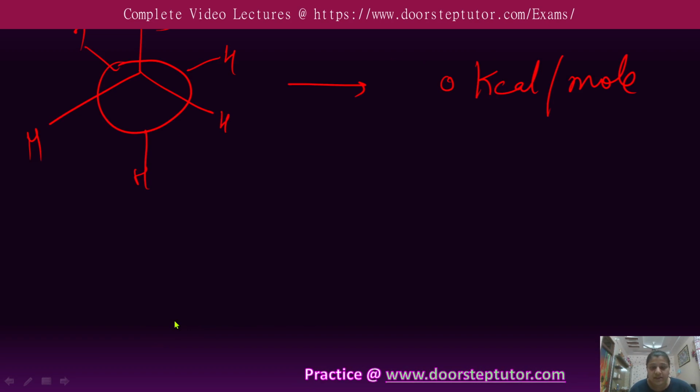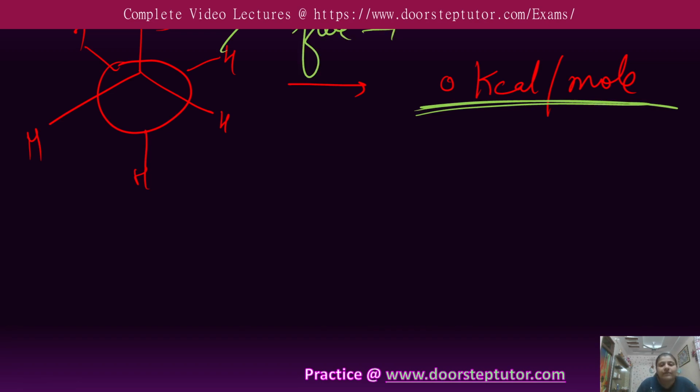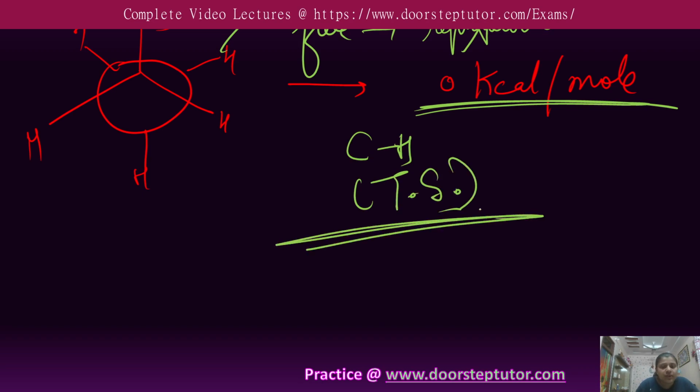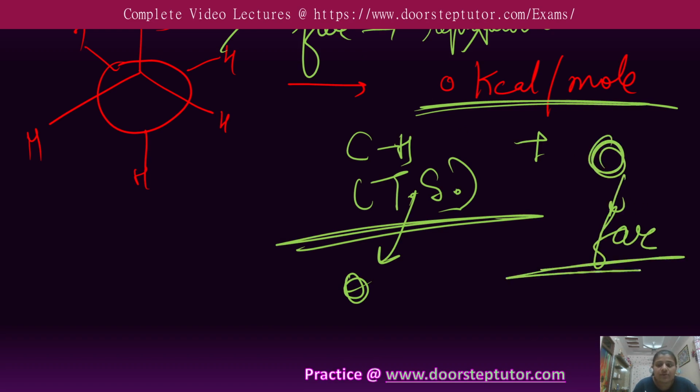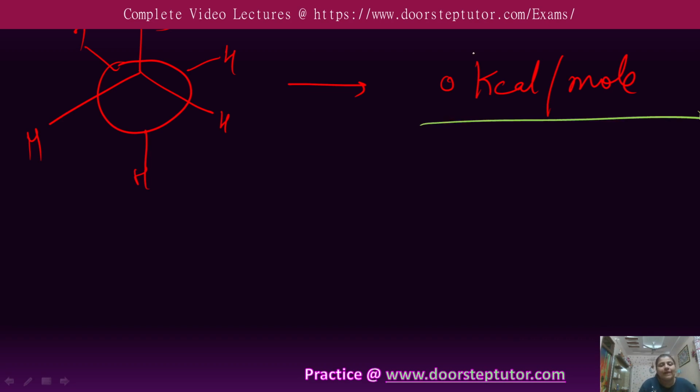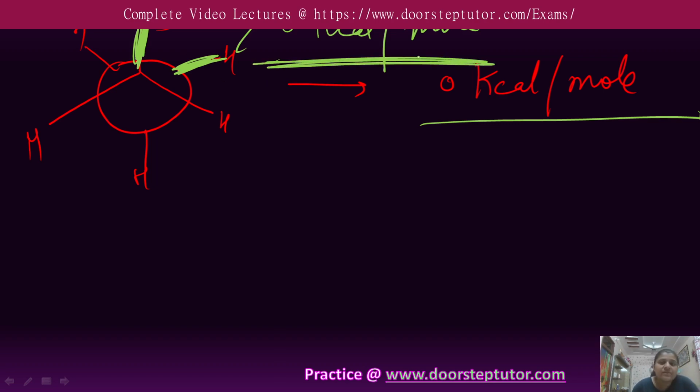Now come to the next conformer. When CH3 and H are present away from each other, we have 0 kcal per mole, because they are far away from each other, so we don't have repulsions between CH3 and H, and the C-H torsional strain is also not there. If the torsional strain is not there, then steric strain is also not there, because they are far away from each other. So the torsional strain parameter is 0 plus the steric strain parameter is 0, and the total energy of this molecule is 0 kcal per mole. This conformer is present when the CH3 and H bonds have a 60-degree dihedral angle with each other, and then we have 0 kcal per mole energy.